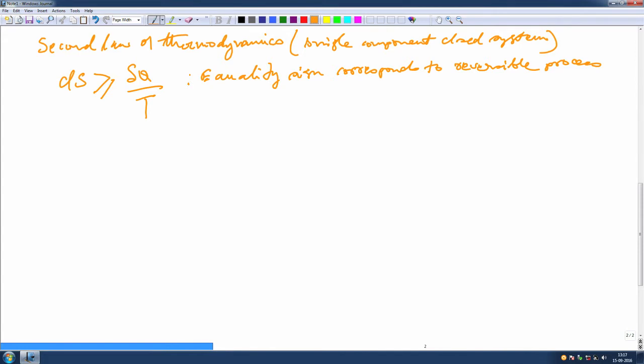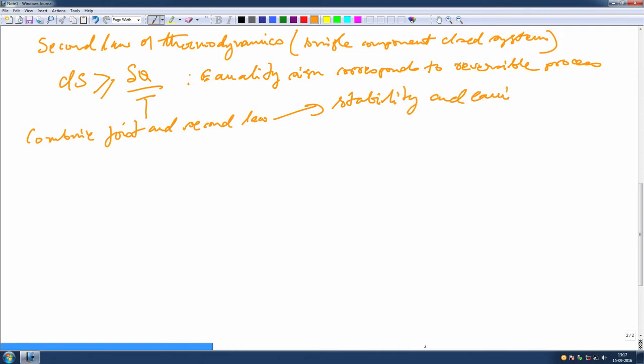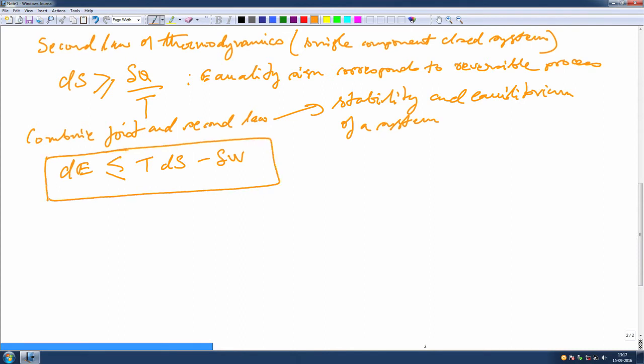If we combine the first and the second law, the purpose is to determine the stability and equilibrium of a system. In that case, if you combine these two and neglect the non-internal energy parts, you can write it like this: ds minus w. This combines the first and the second law of thermodynamics essentially.